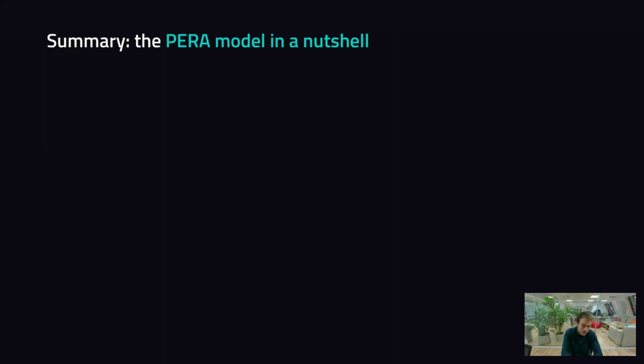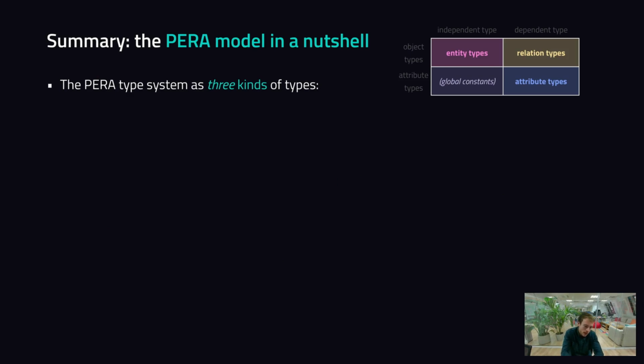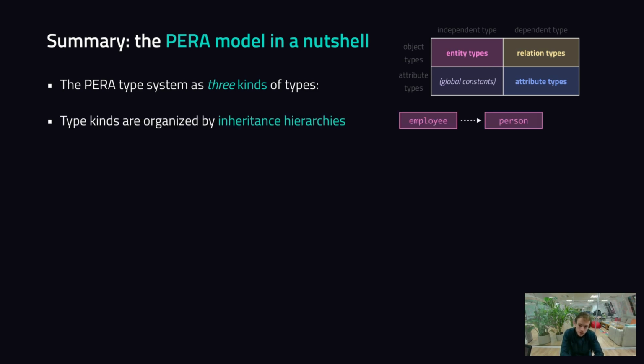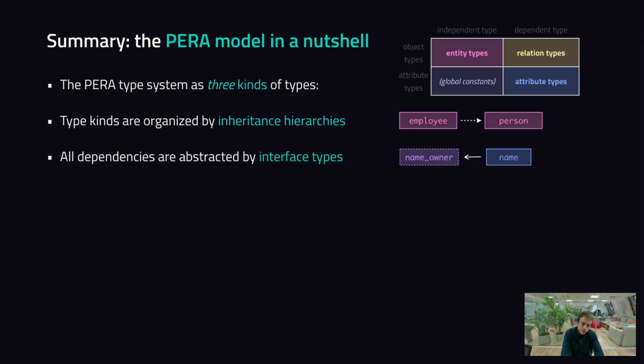Let's actually focus on the main aspects that we've seen in this section. So we've learned about the three main kinds of the model. We've learned about entity types, we've learned about relation types, we've learned about attribute types. We've also learned that these type kinds are organized into inheritance hierarchies. So, for instance, we saw the example of employee subtyping person. We saw a different form of casting by interfaces. So all dependencies were abstracted by interface types.